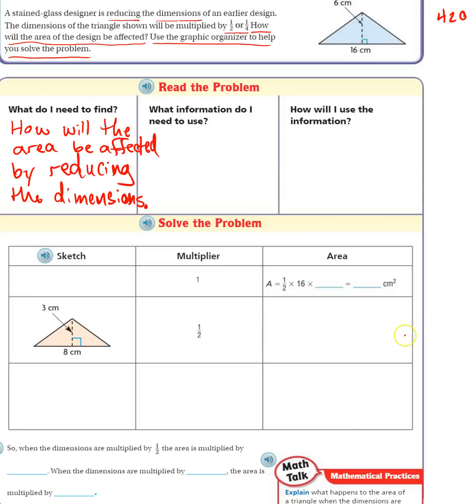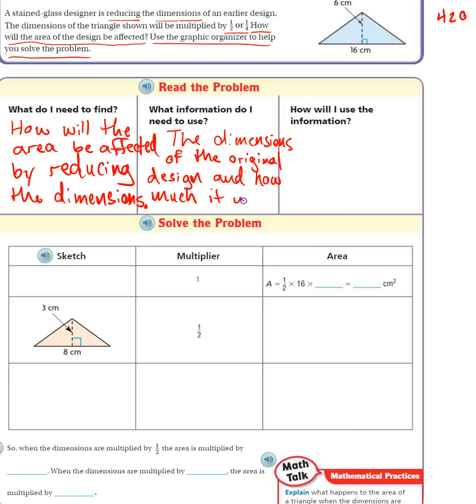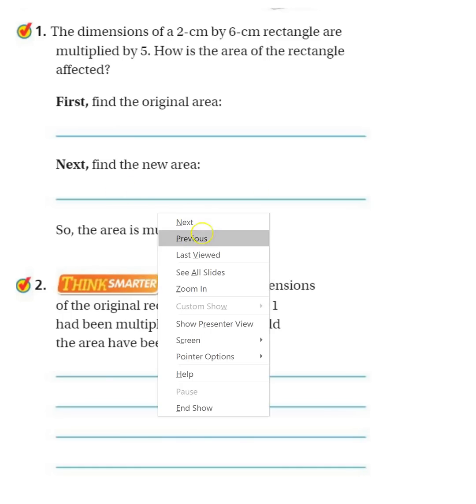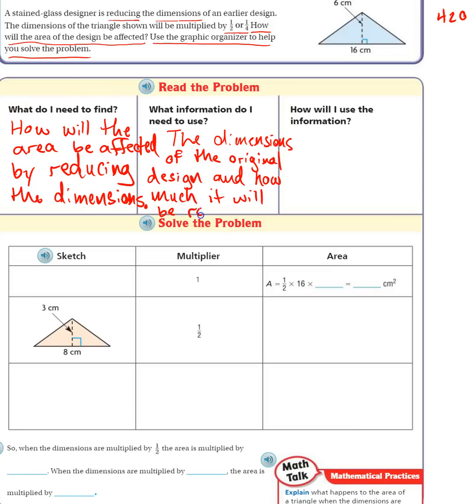What information do I need to use? I need to use the dimensions of the original design and how much it will be reduced by, which is the 1/2 and 1/4. How will I use the information?